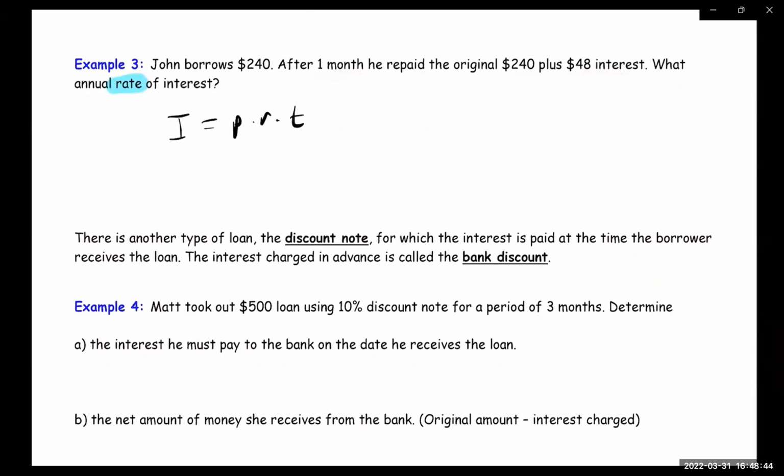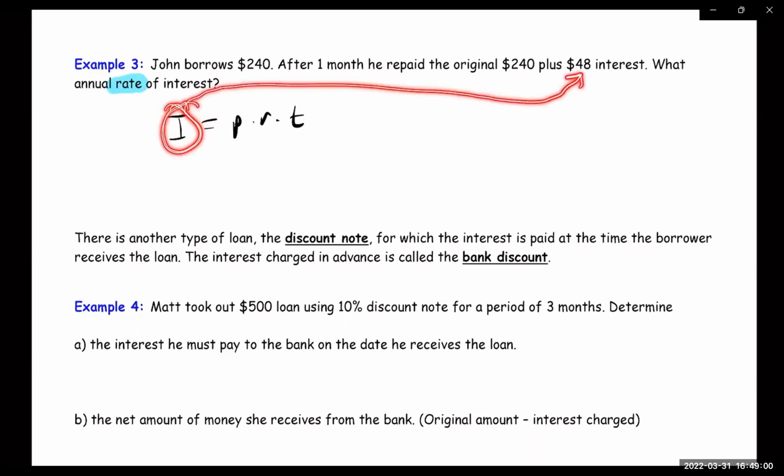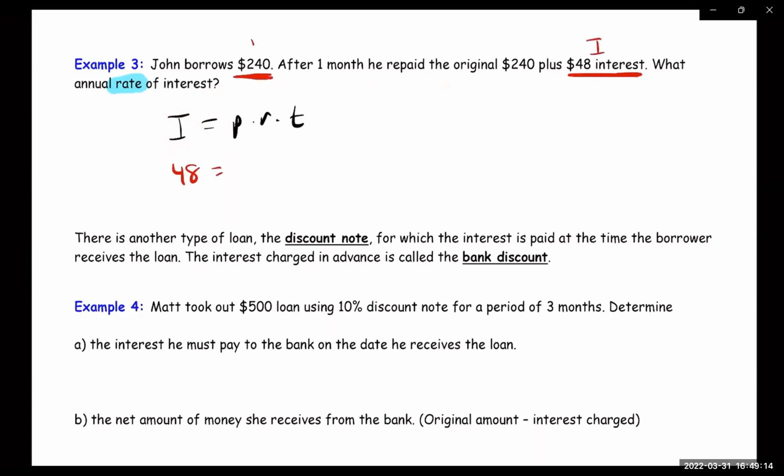This time, do we know what the interest is? The interest is just the I, or $48. Yeah, $48 is your interest. So that's 48. The principal, how much did he borrow to begin with? 240. Yeah, that's your P. The interest rate, we don't know. And then time, how long? 1 month.